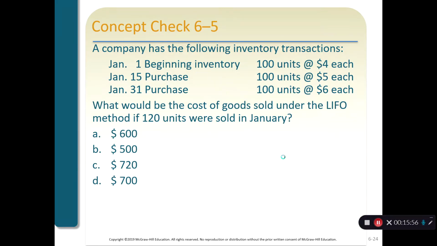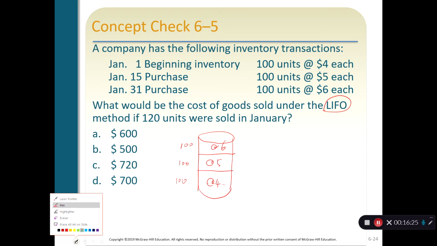Next, let's do the LIFO method. Same thing, I will draw a bin. The first layer is $4 each at 100 units, the second layer is $5 each at 100 units, and the third layer is $6 each at 100 units. Now we use the LIFO method, last in, first out.